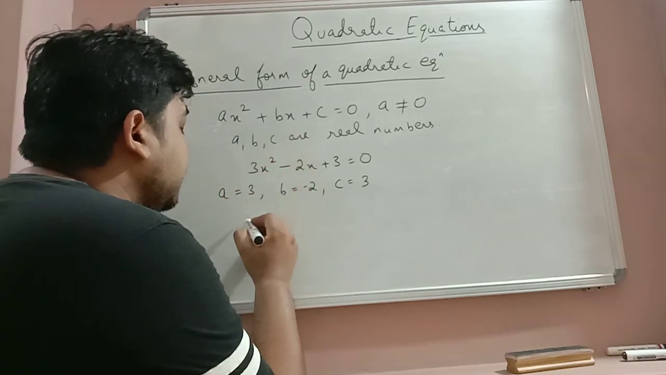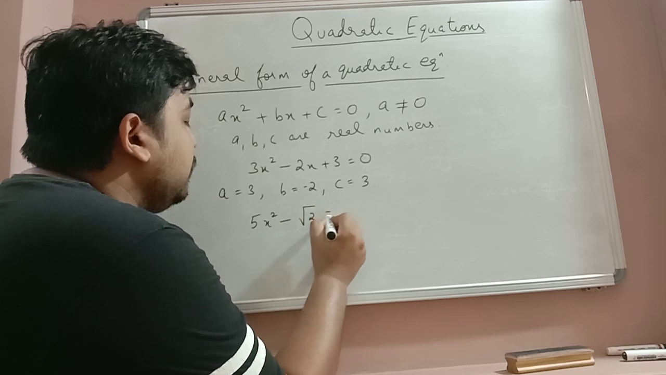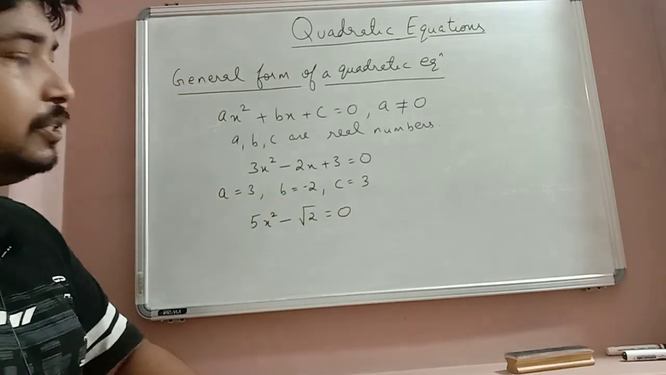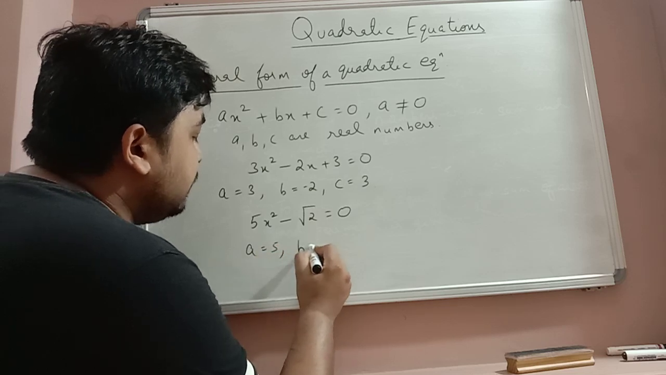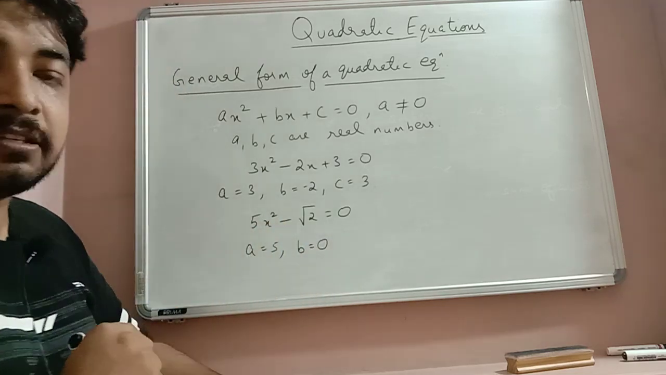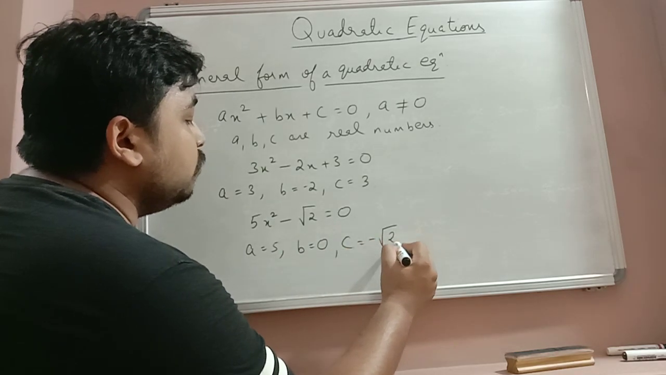Let's take up another example. 5x square minus root 2 equal to 0 is again a quadratic equation. Here a is equals to 5, b is equals to 0 because there is no term of x, and c is equals to minus of square root 2.